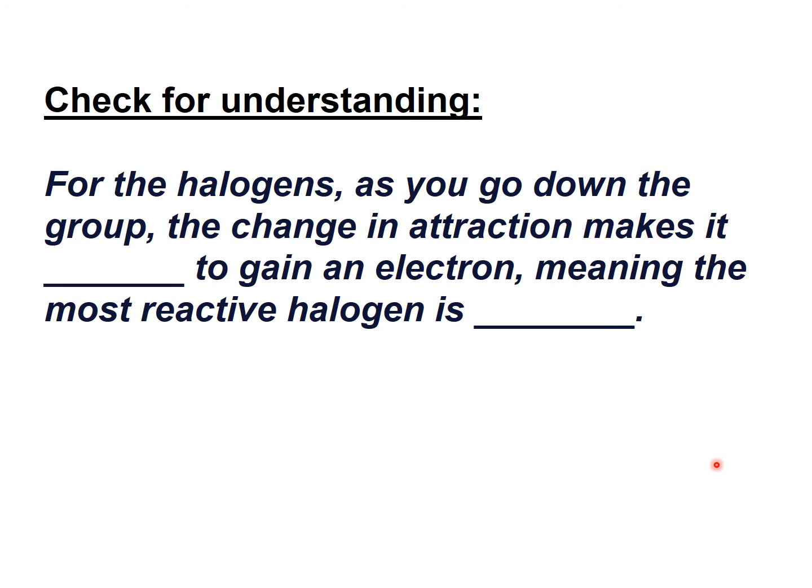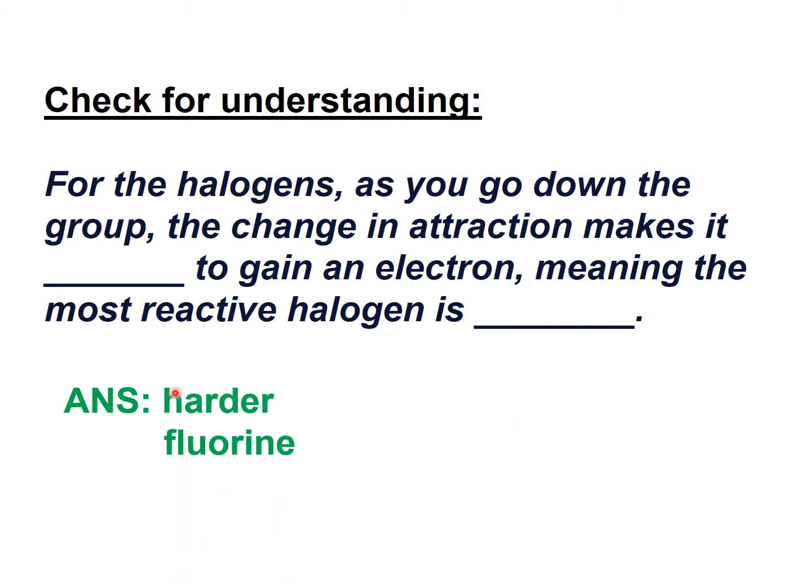You should have got harder. So for the halogens, as you go down the group, the change in attraction makes it harder to gain an electron, meaning the most reactive halogen is, we should have got fluorine.